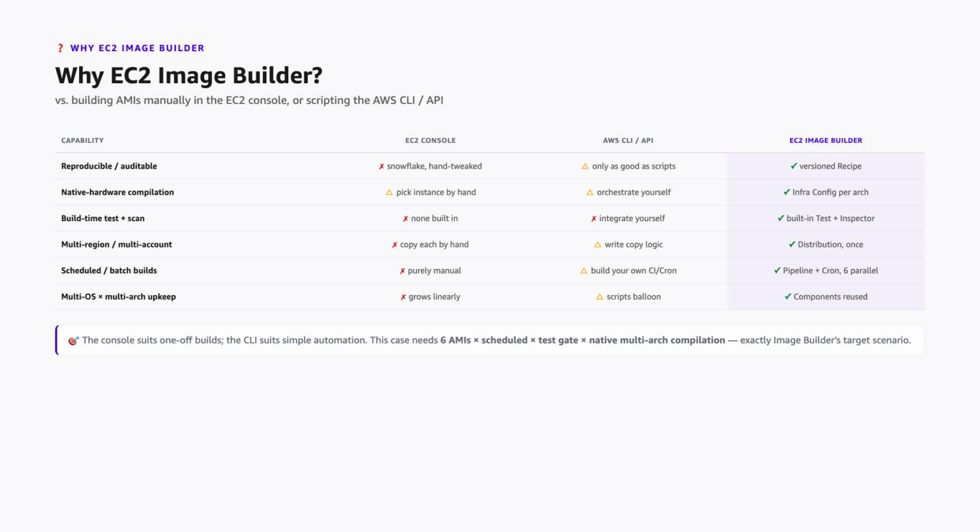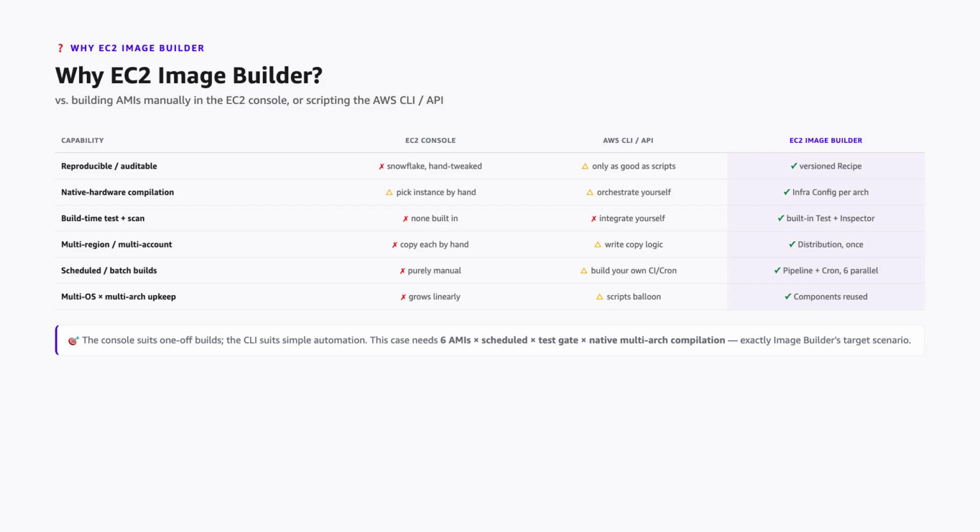EC2 Image Builder is a fully managed AWS service that automates the creation, management, and deployment of customized, secure, and up-to-date server images. It gives you versioned recipes, so the inputs always define the output. It compiles natively on the architecture you choose. It runs your tests and an Amazon Inspector vulnerability scan as part of the build, and it will only distribute an image if every configured test passes. And it ships finished images across regions and accounts from a single configuration. For 6 images, on a schedule, behind a test gate, compiled natively per architecture, this is precisely the scenario Image Builder was designed for.